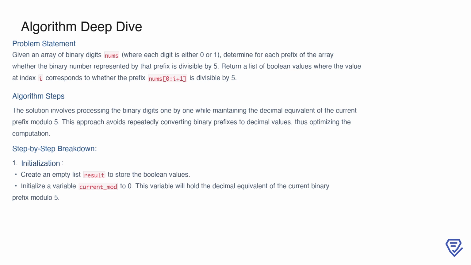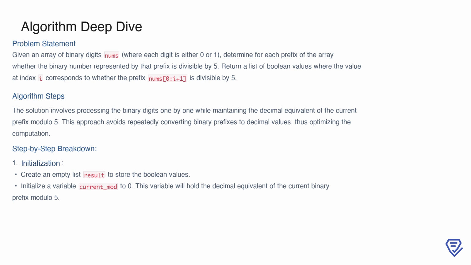The problem we're addressing here involves determining whether the binary numbers represented by prefixes of a given binary array are divisible by 5. For example, if the array is 1, 0, 1, we need to check if the prefixes 1, 1, 0, and 1, 0, 1 represent numbers divisible by 5. The task is to return a list of Boolean values indicating divisibility for each prefix.